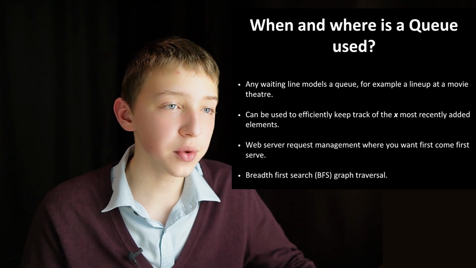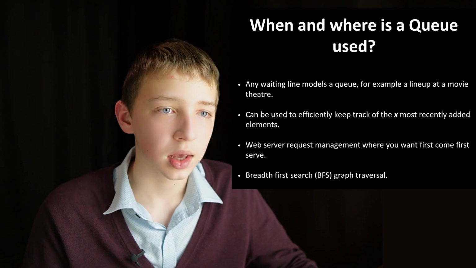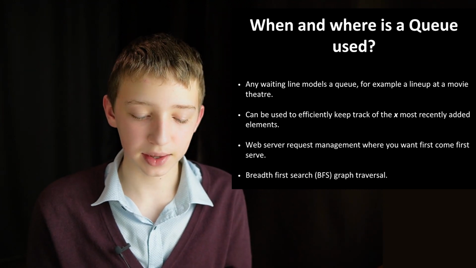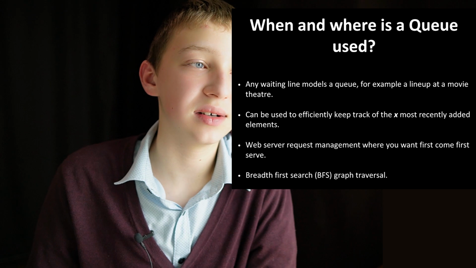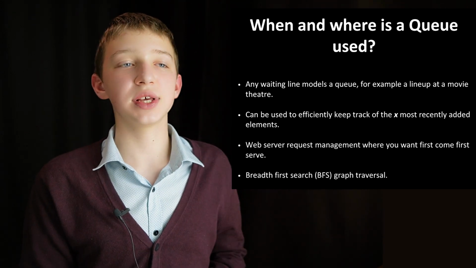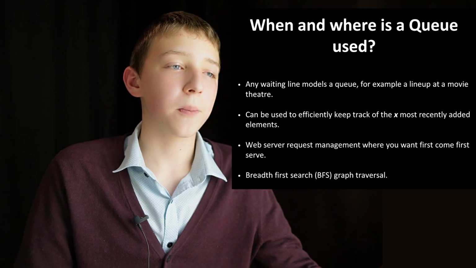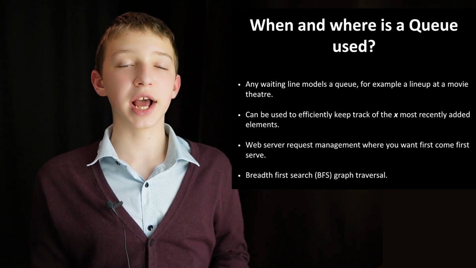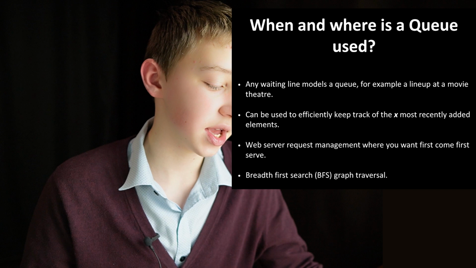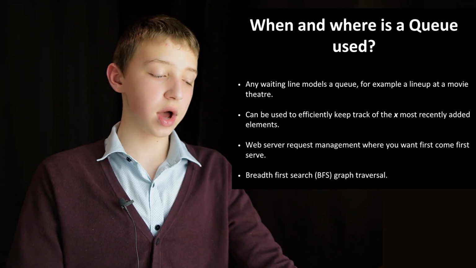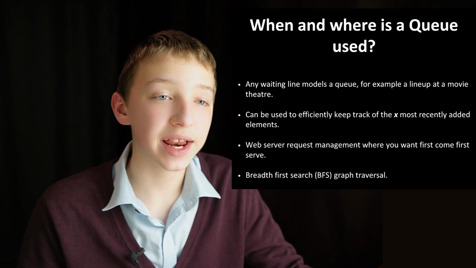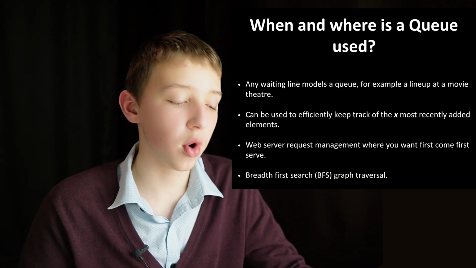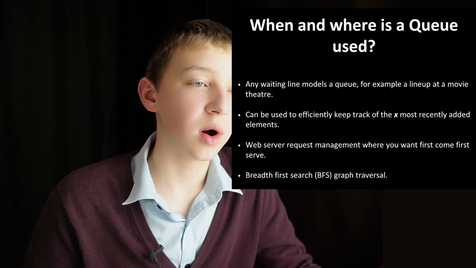And now that we know what a queue is, let's take a look at when and where this data structure is used. A classic example of a queue is to model an actual queue or waiting line, a real-world waiting line, such as in a movie theater or a restaurant, for example, when people are waiting to get served.